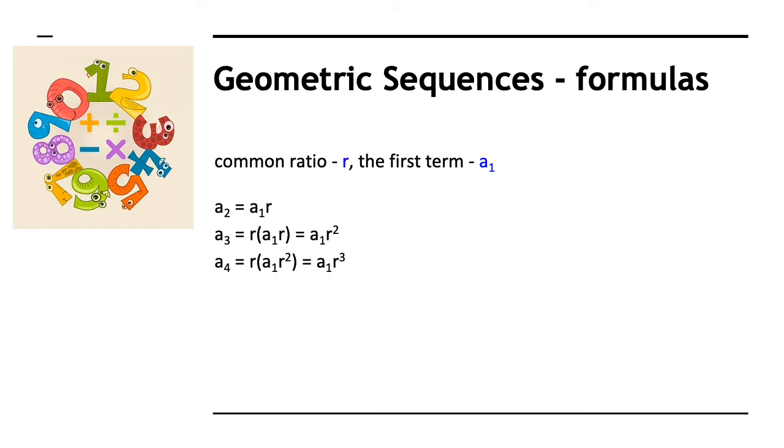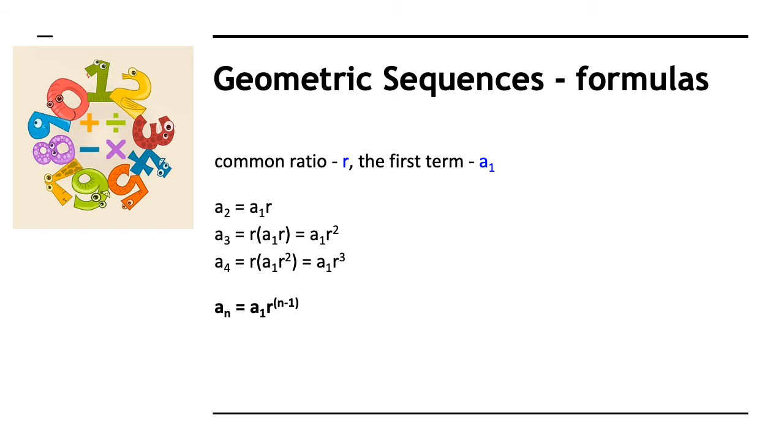For geometric sequences, the common ratio is r, and the first term is a sub 1. Since we get the next term by multiplying by the common ratio, the value of a sub 2 is just a sub 1 times r. This continues for the third term, which would be a sub 3, which is equal to a sub 1 times r squared.